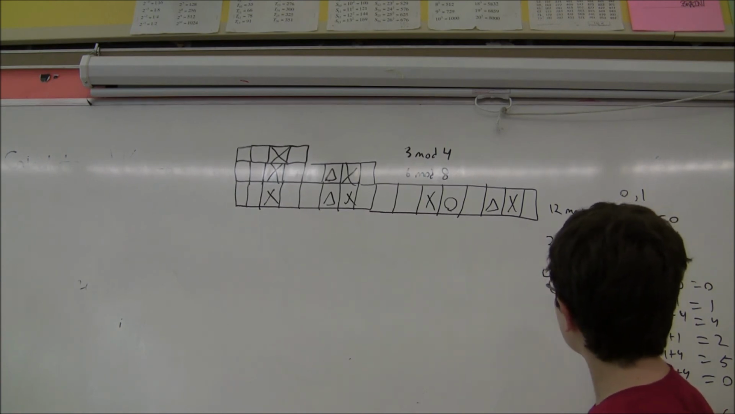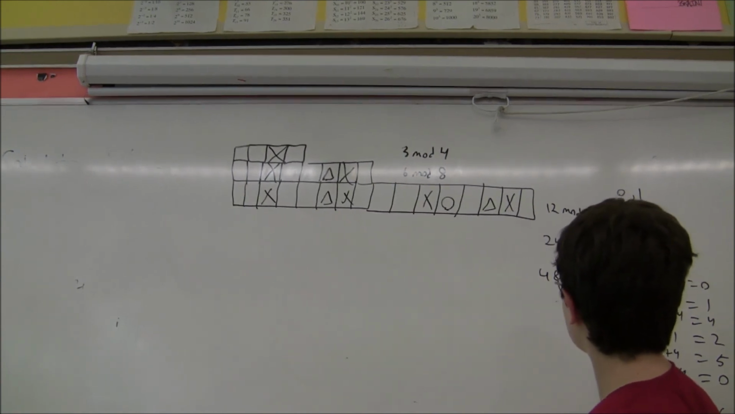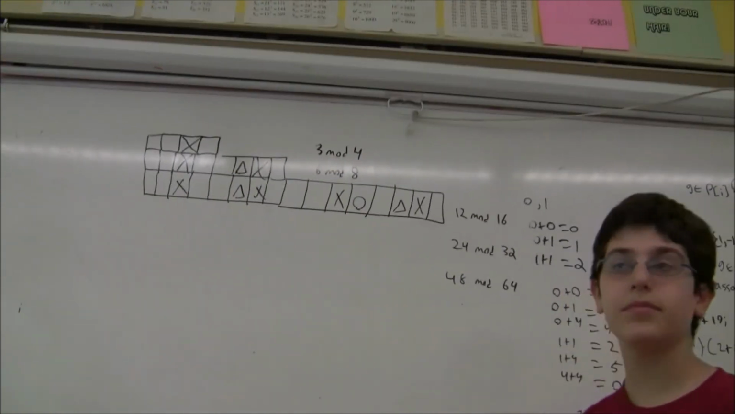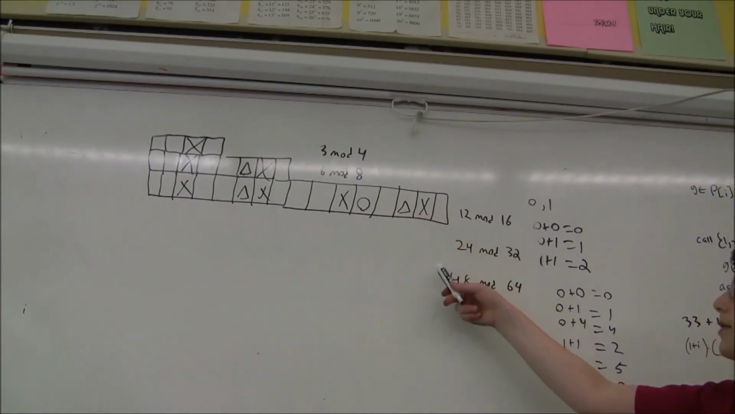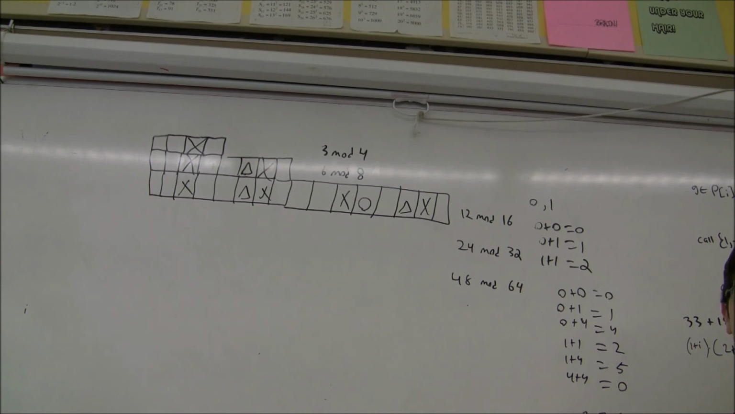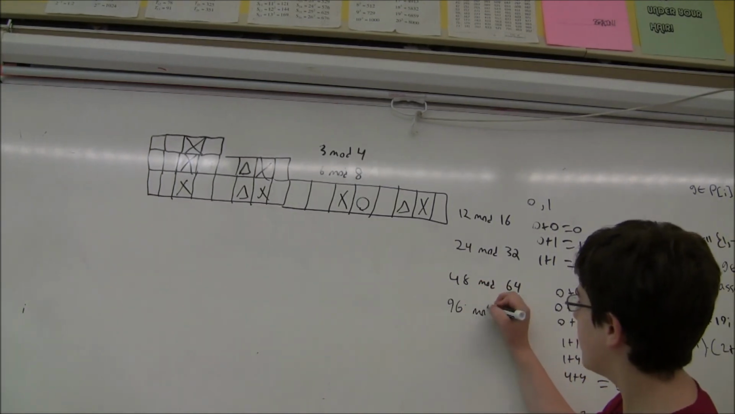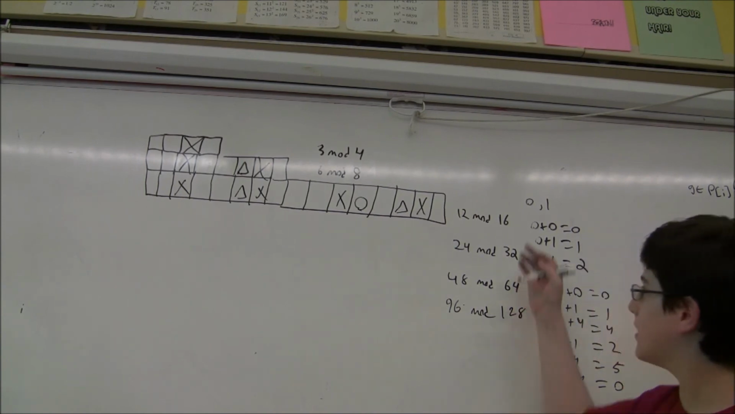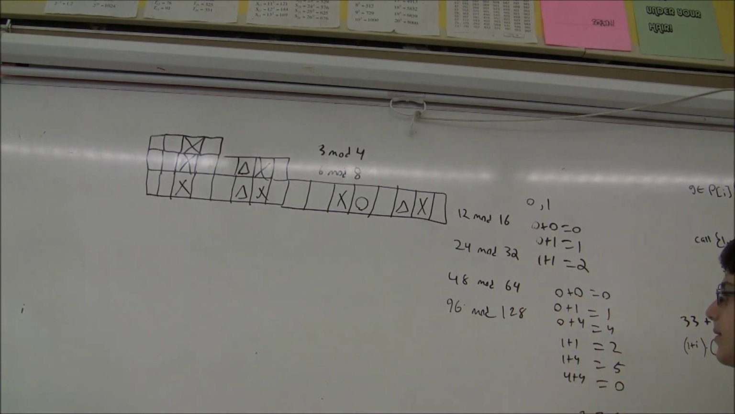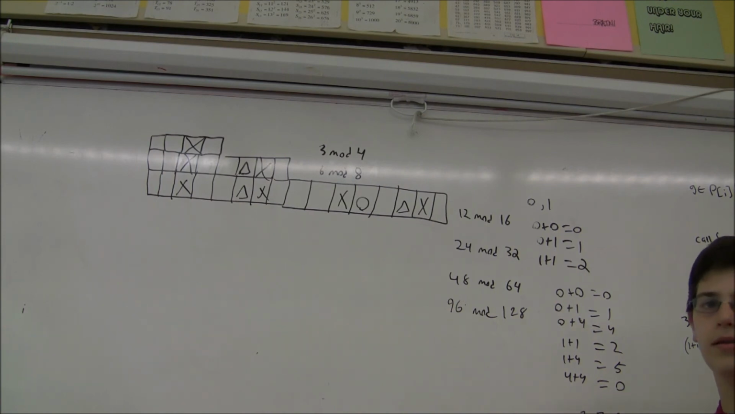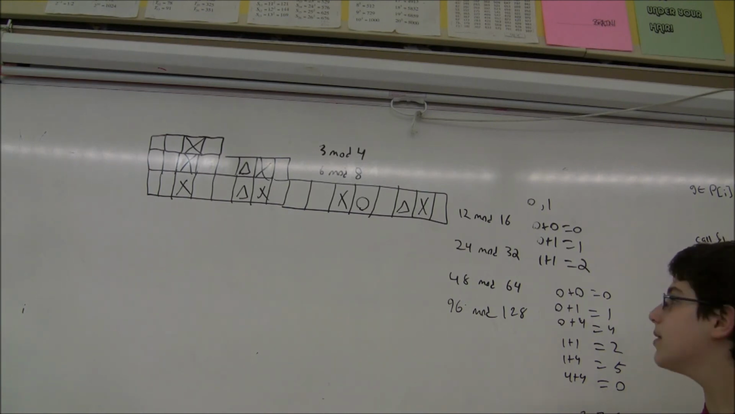Next new one, 48 mod 64. Pattern? 3, 6, 12, 24, 48. Keep multiplying by 2. Next one, 96 mod 128. Each time you multiply your power of 2 by 2, you multiply your new one by 2. So I can tell you which ones are impossible, in any mod power of 2, pretty quickly.